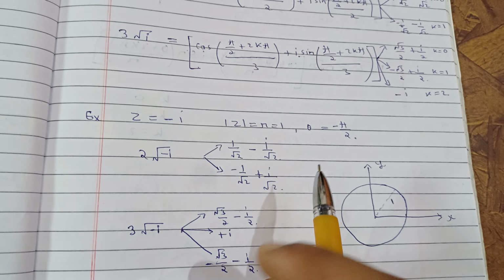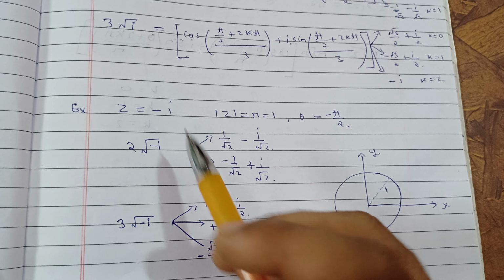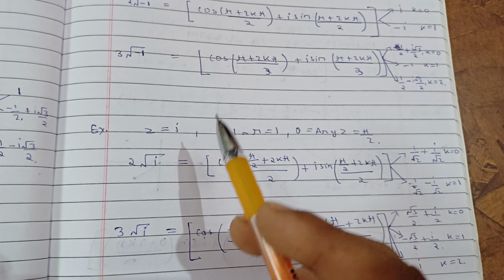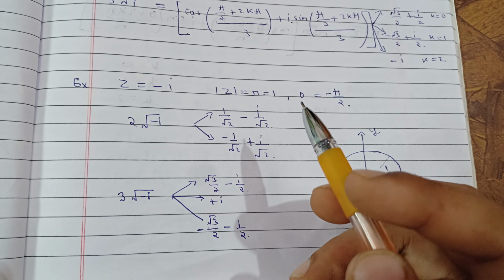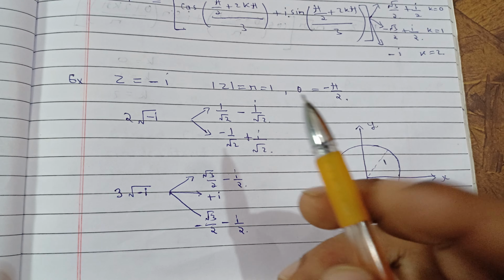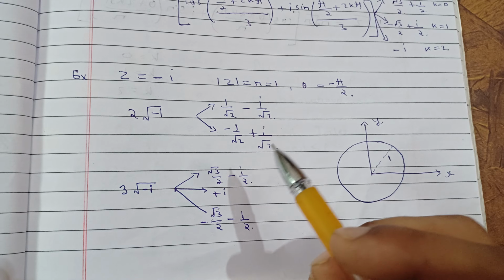Now, the same you can find for z equal to minus iota. I am giving these examples; you need to remember these results for minus iota, -1, and -1 plus 1. These results are very helpful. You don't need to solve them again and again, just remember these results, what the roots are up to cube roots. And the sum of the roots will be 0.